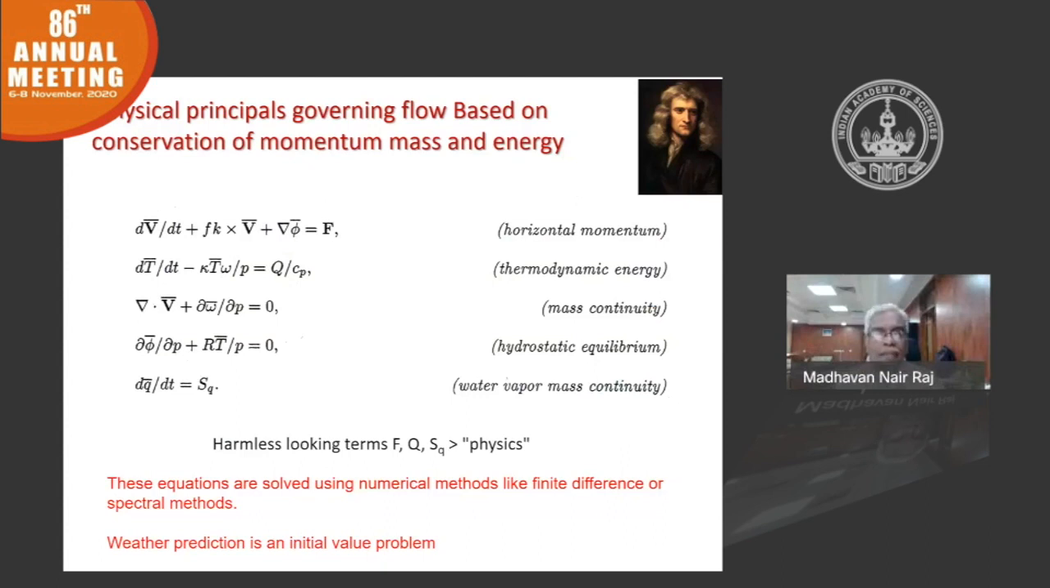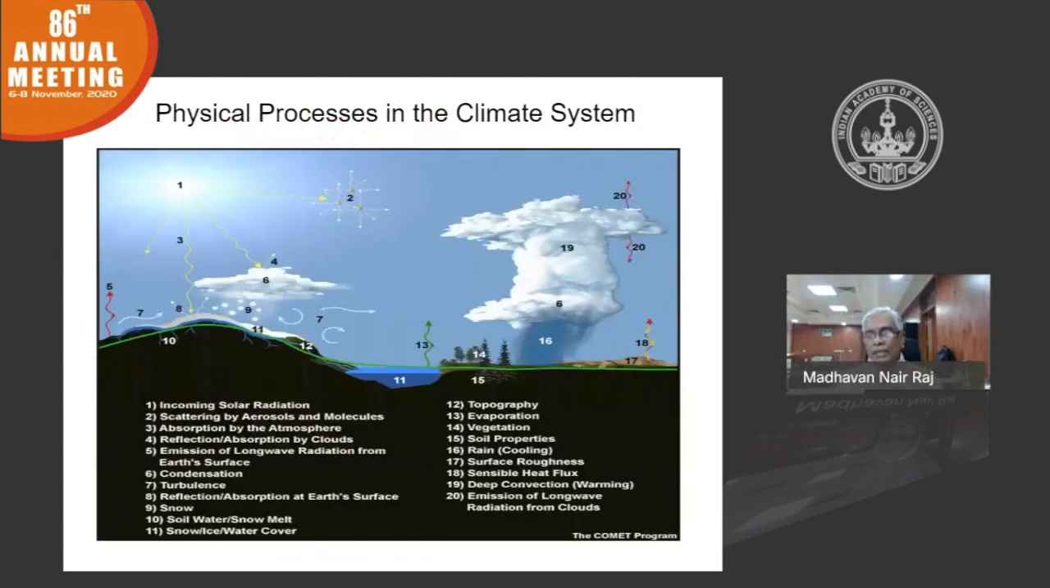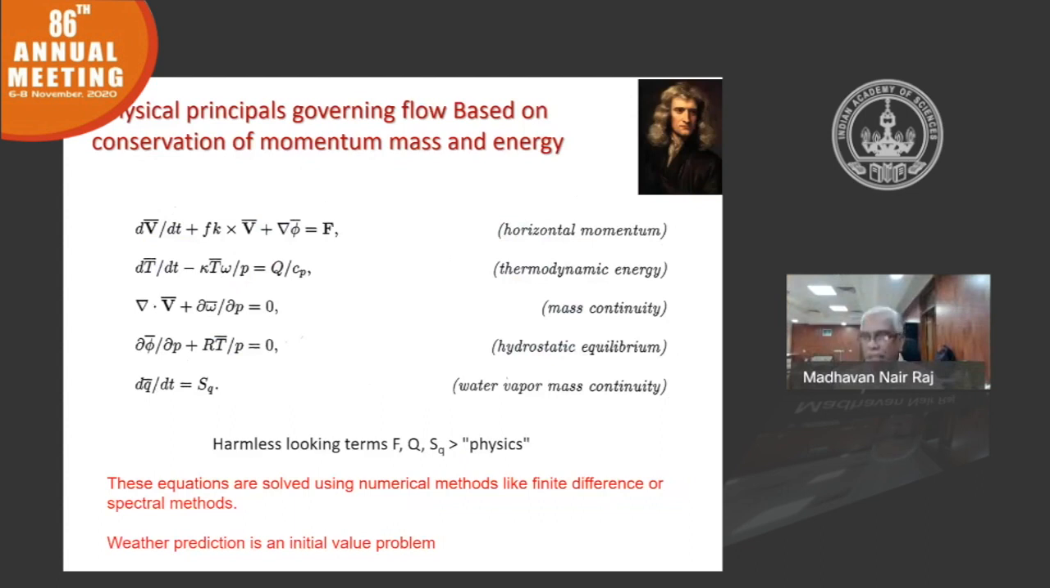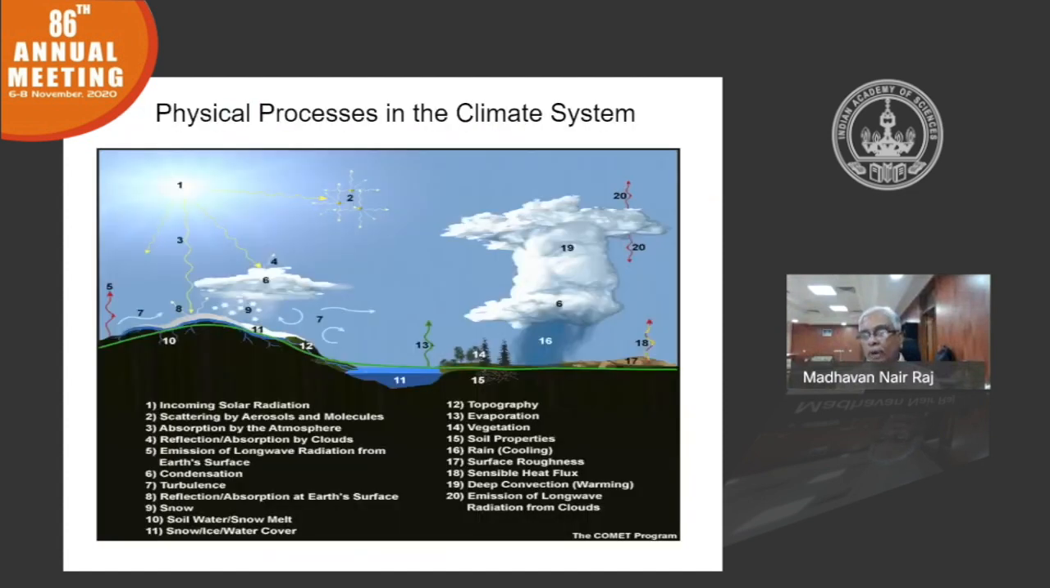And in this equation, you see there are terms like F, Q, and S_Q. It's a small term, but it's basically a huge suite of physics involved in it, which I will show in the next slide. These are the physical processes which occur in the atmosphere as well as the ocean, which we need to put into the model. And the term Q is a diabatic term, how much diabatic heating is generated in the atmosphere. That all depends upon how clouds form, how the cloud condensation process happens, how the clouds precipitate into rain. All these are physical processes which we need to put into the model.